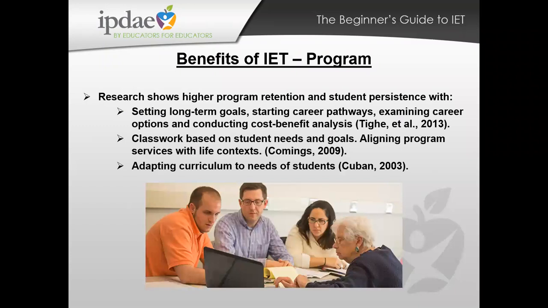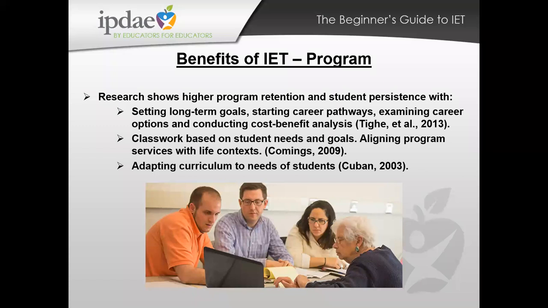The benefits to your program. Research shows that we're going to have higher program retention, through the things that we're doing to keep students, and students are going to persist longer, meaning they're going to keep coming to school despite the obstacles and challenges when we put these things in place. Some of those include setting long-term goals. Again, I'm not just here to learn English. I'm not just here to get my GED. I'm here to get my certificates and completion in this post-secondary program and get a high-paying career.